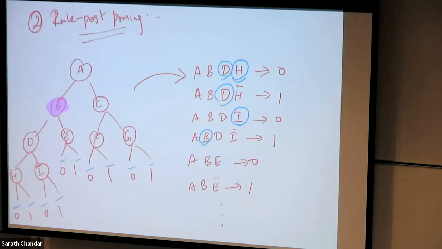And also here, as he mentioned, you can remove something at the top without affecting the rest, right? Which is not possible with reduced error pruning. So that's the advantage. Now, what is the disadvantage?